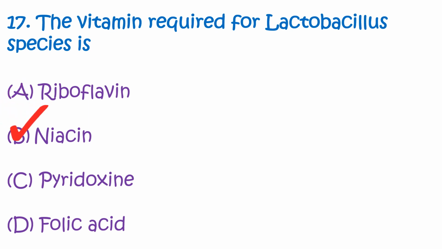Now these are all the B vitamins, and the B vitamins are water soluble compounds. Riboflavin is vitamin B2, niacin is vitamin B3, pyridoxine is vitamin B6, and folic acid is vitamin B9. Now, bacteria like the Lactobacillus species require niacin for growth because the cell wall is made up of a peptidoglycan layer. So, niacin is important in making the cell walls of the bacteria.